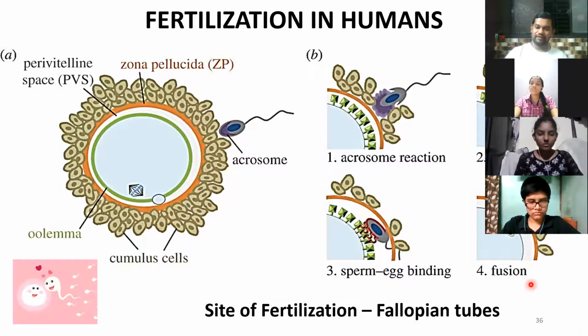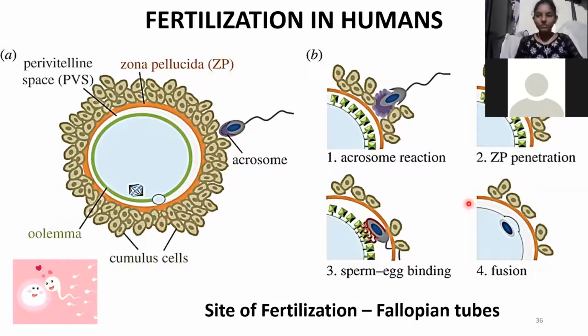Those who joined late, I hope you remember, we had seen the structure of the female gamete last time, the secondary oocyte. You remember the different layers. We are talking about the process of fertilization right now.